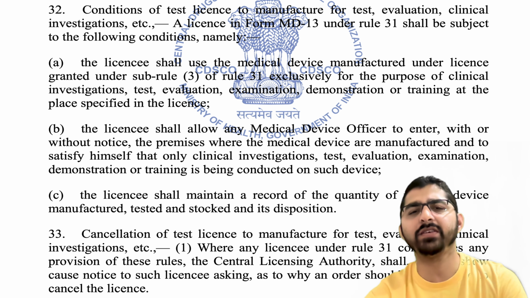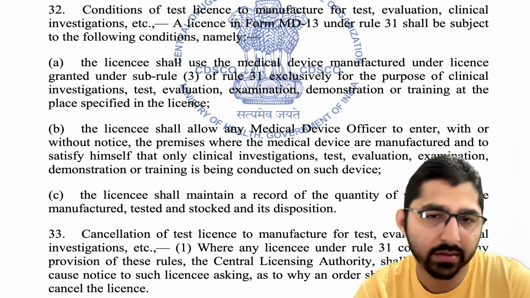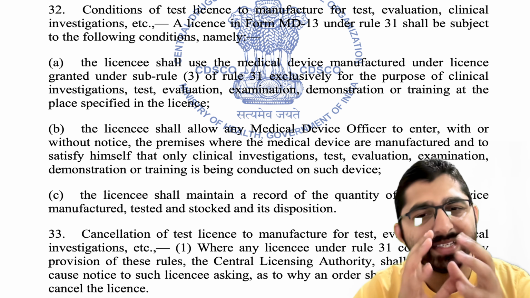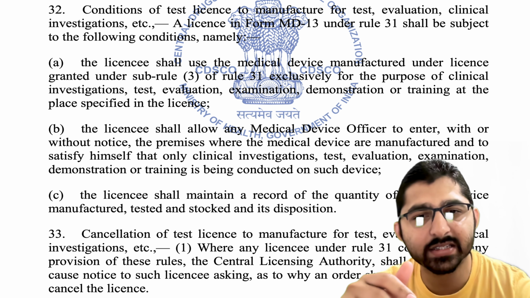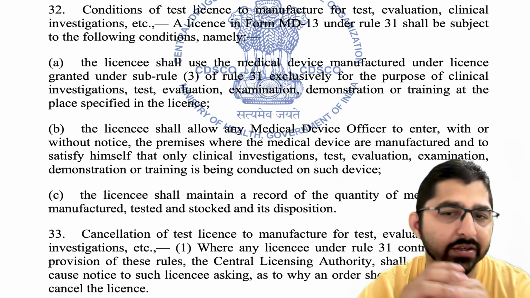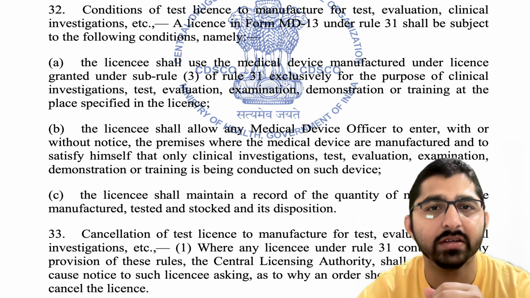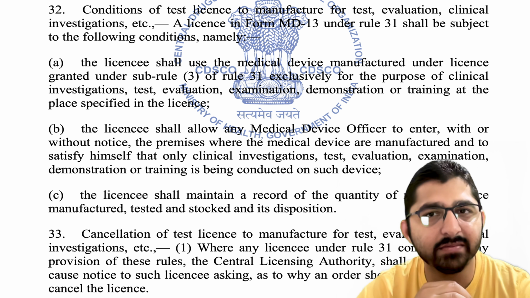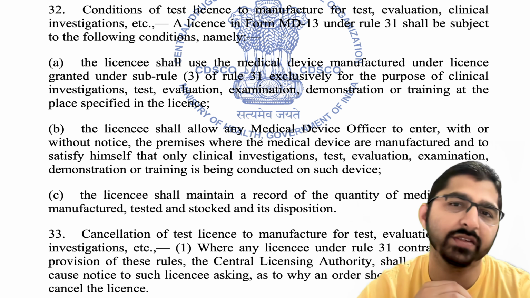How does the cancellation of a test license occur? What are those cases? The CLA shall, after giving the licensee an opportunity to explain in writing the licensee's defense, pass an order for cancellation or otherwise, recording the reasons therefor in the said order. A licensee whose license has been cancelled may appeal to the central government within 45 days from the date of the order.